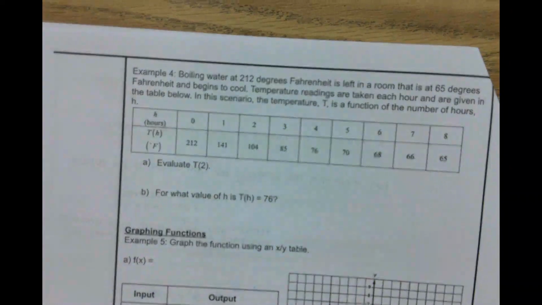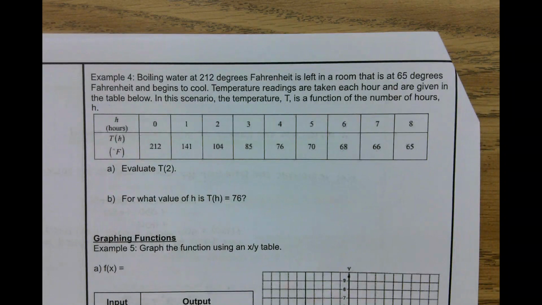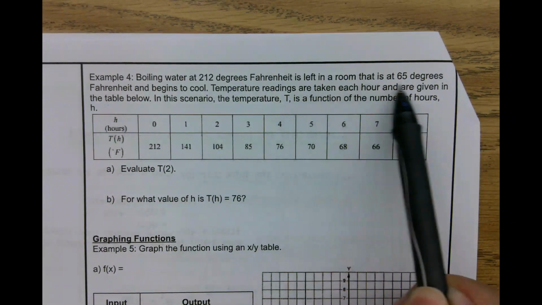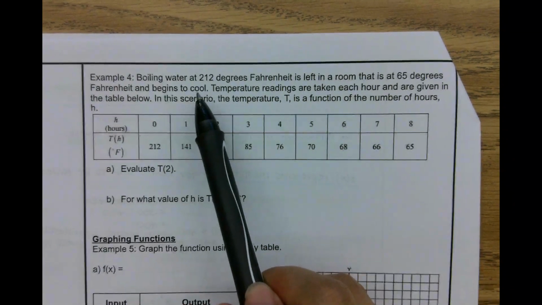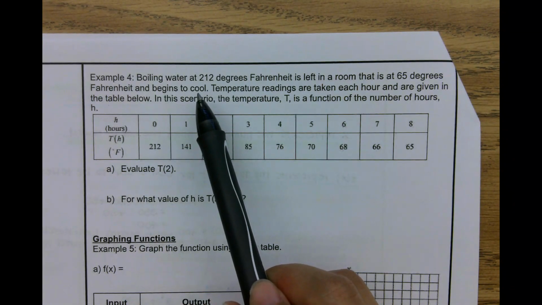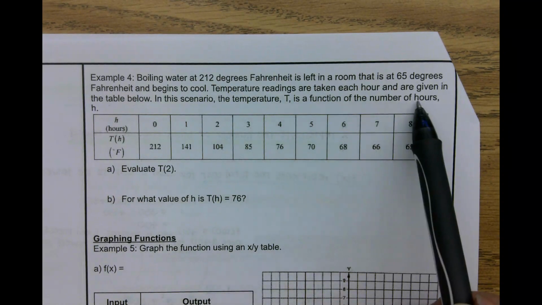Okay, last one here. Instead of giving us an equation and stuff, here it tells us a table. Okay, so boiling water at 212 degrees Fahrenheit is left in a room that is at 65 degrees Fahrenheit and it begins to cool. So hot water is cooling down. Okay, temperature readings are taken each hour and are given in the table below.